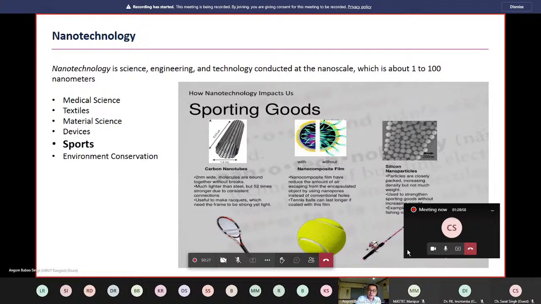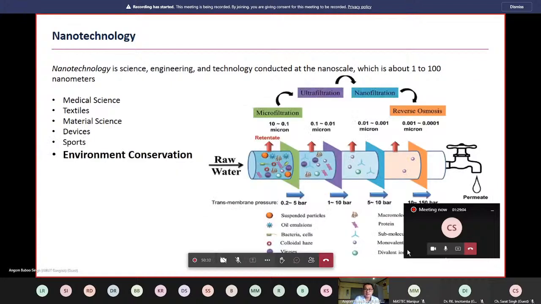Sports materials are very strong when used with nanotechnology. Nanotechnology is again used in environment conservation, like membranes for filtration of air as well as water.